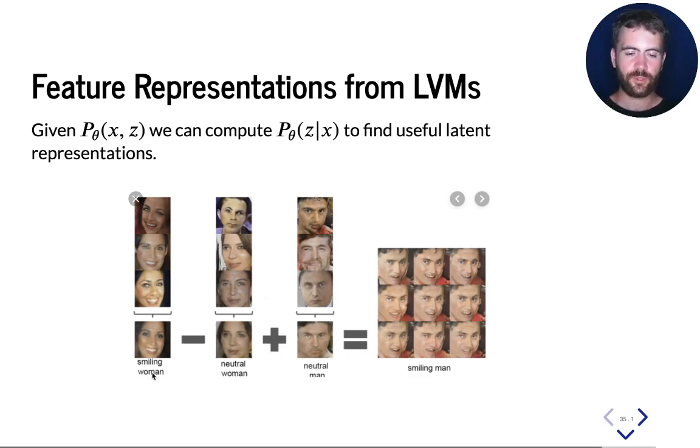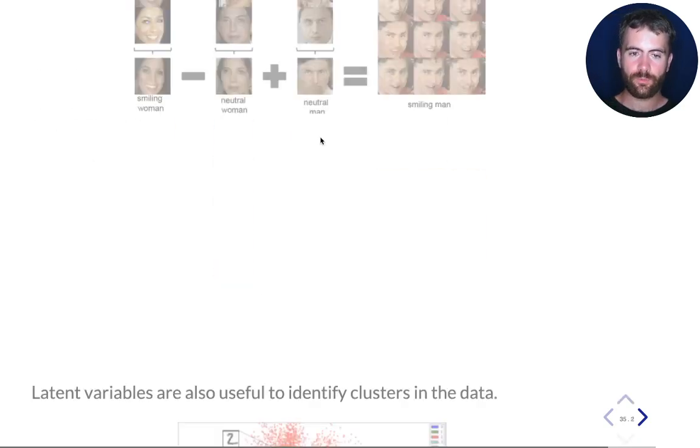Here we can compute a vector for a smiling woman, a vector for a neutral woman. We can compute the posterior z for a neutral man, and then if we perform this arithmetic, we can transform these images and find a representation for a smiling man. So we can find z for smiling man, and then we can look at the probability of x given z equals smiling man, and we can generate images that look like this. So this is another example of why latent variable models are useful. They provide these z which encode useful structure, and again these z's are learned in a purely unsupervised way in this example.